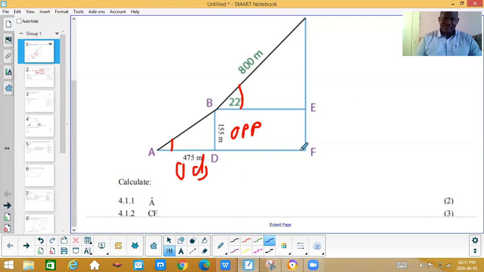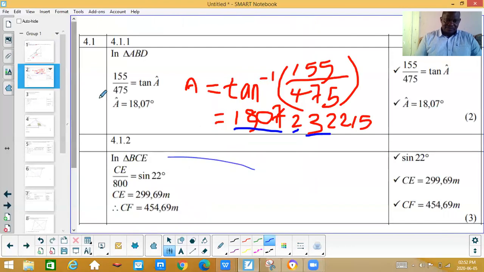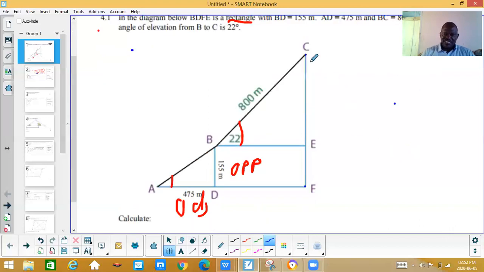Where is our CF? When you are looking at this one, we are looking at CF, which is the whole of this side, CF up to here. When you want to find that, what you need to do is look at which triangle you can use in order to get CF.